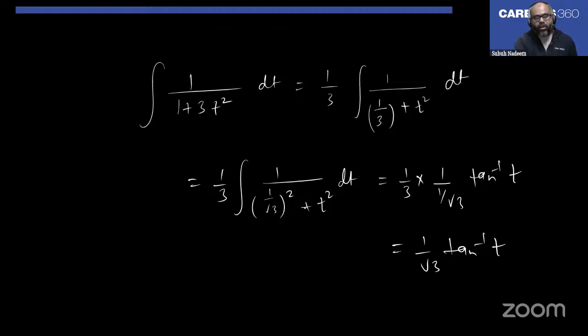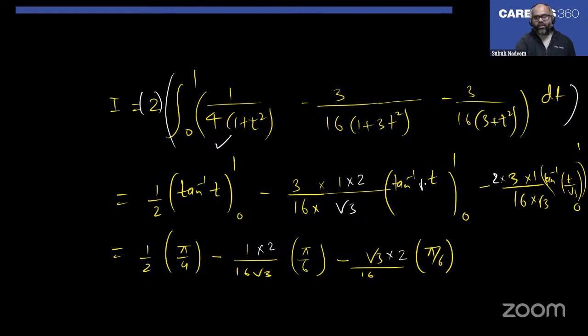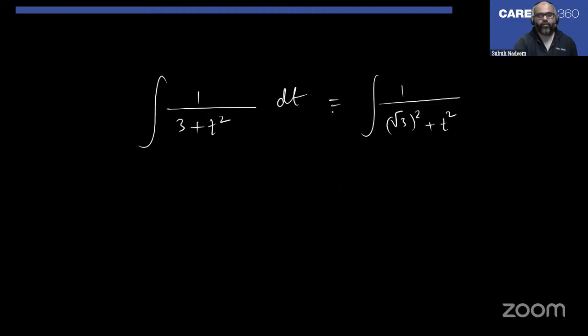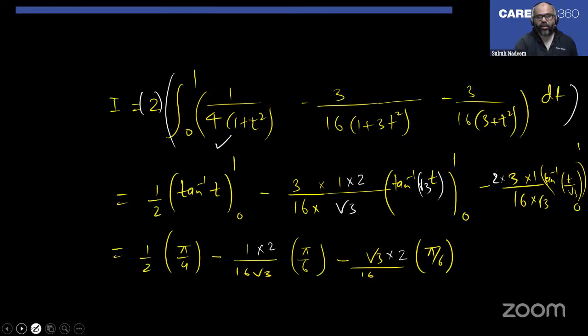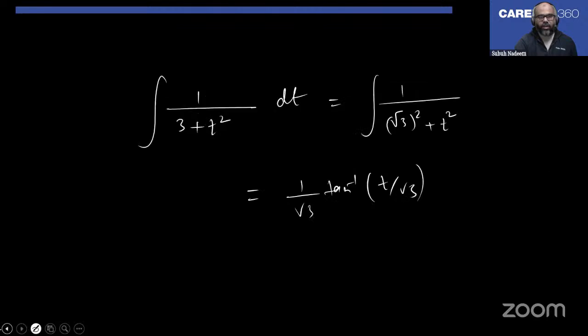Here one thing more: tan inverse t by a will become root 3t. So when something gets wrong, we have to spend a lot of time seeing it. Another one is 3 plus t square, and this is 1 by a tan inverse t by root 3. So it is 1 by root 3. This is 2 into 3 by 16, fine, 1 by root 3 tan inverse t by root 3.